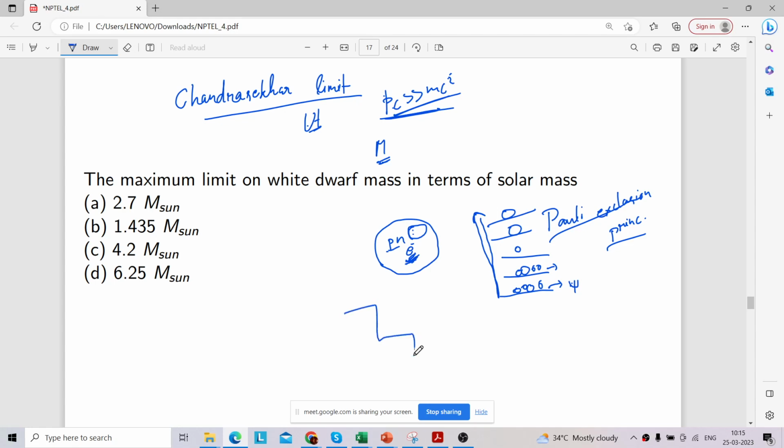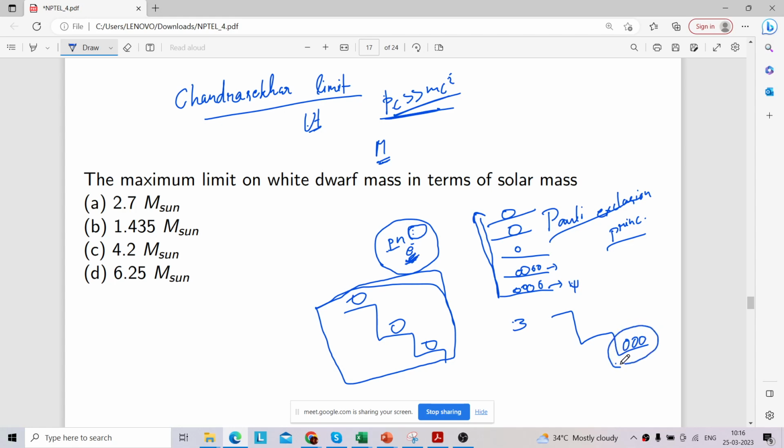Let's assume you have 3 stairs and 3 marbles. If they are fermions, you can put them one on each stair, so in this case the size of the system is large. But let's assume they are bosons. In that case I can put 3 marbles at one energy level, so the size of the system will be small.